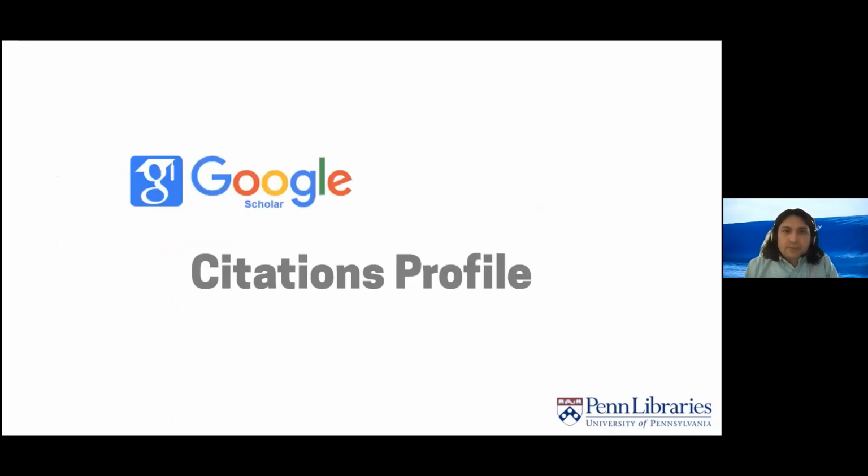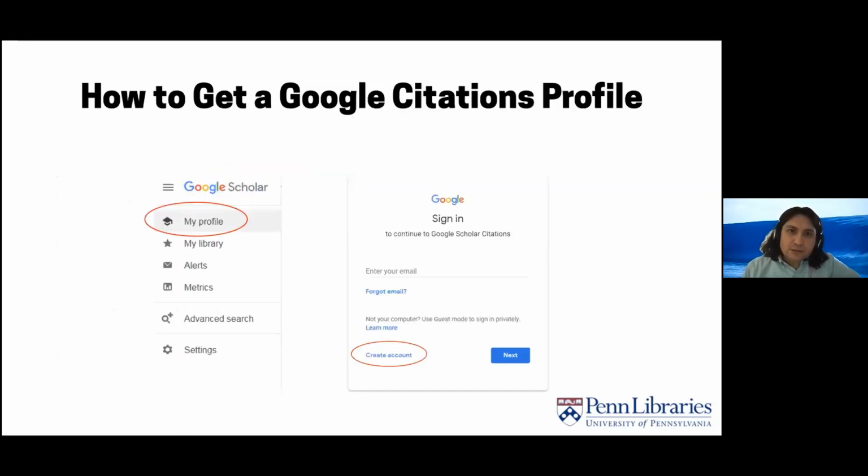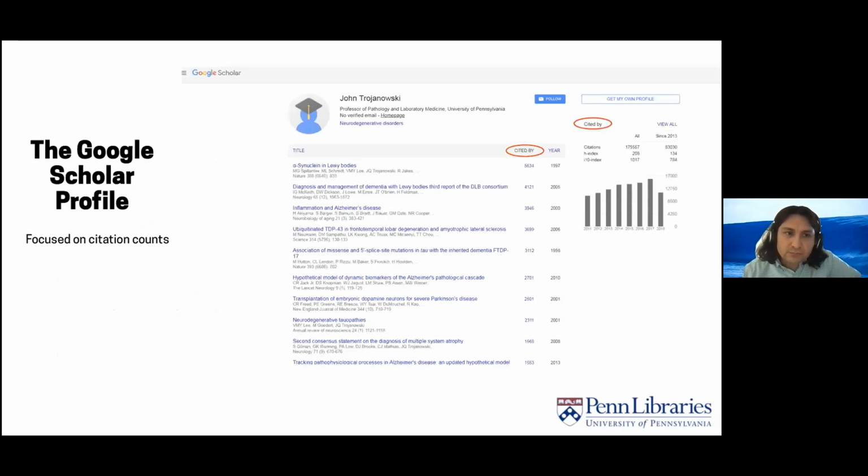All right. Next one is one that I'm sure most people are familiar with, Google Scholar. Google Scholar has its own profiles, which they call a citations profile. The way that you can create one is by going to Google Scholar. There is my profile. If you don't have one, you can create an account following those links. And this is what it looks like.